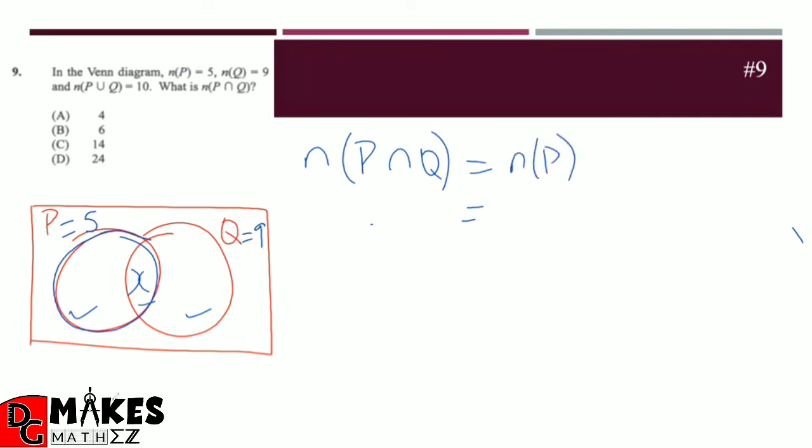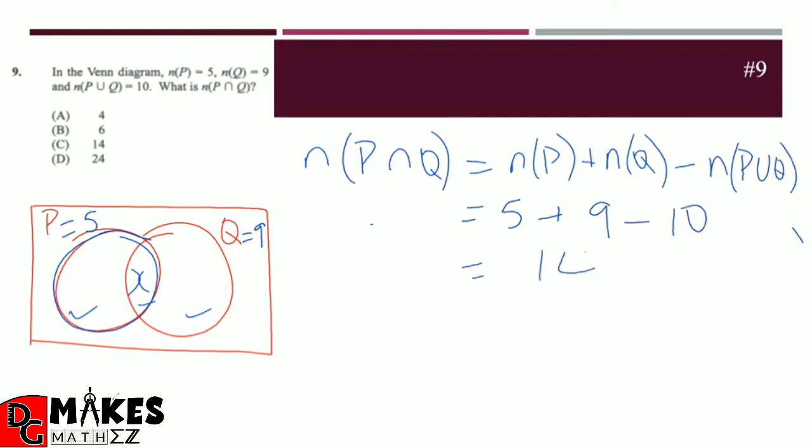So we know the number of elements in P is going to be 5, plus the number of elements in Q is going to be 9. And then we're going to subtract the number of elements in P union Q, which is going to be 10. 14 minus 10 gives us 4. That would have been our answer.